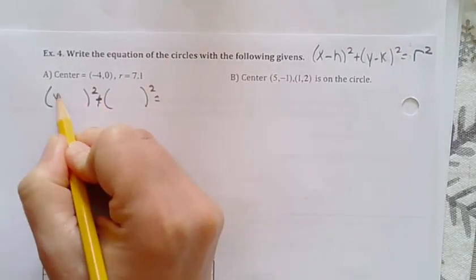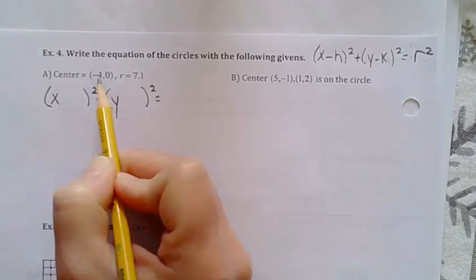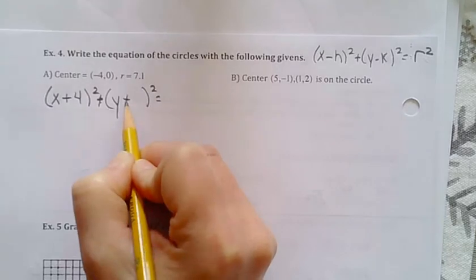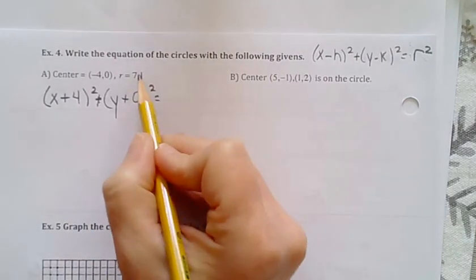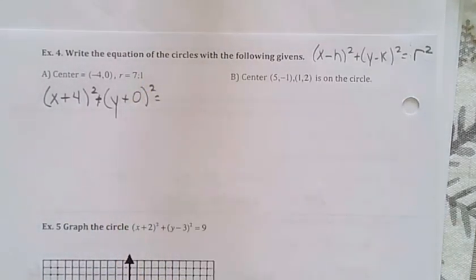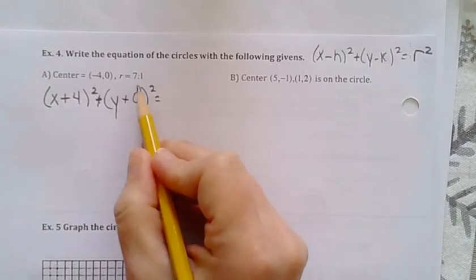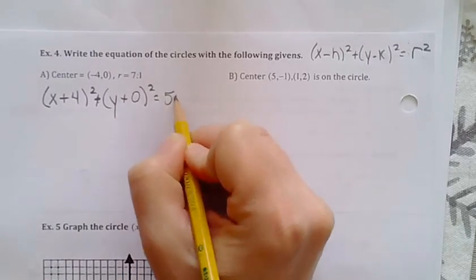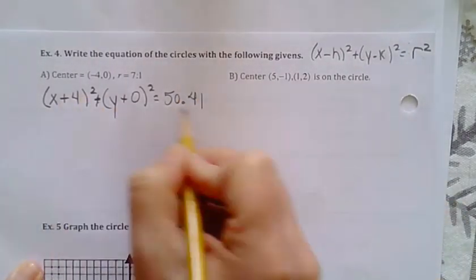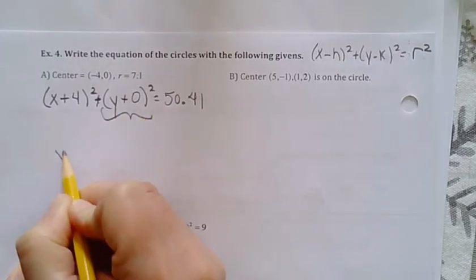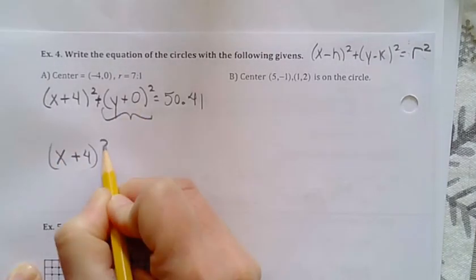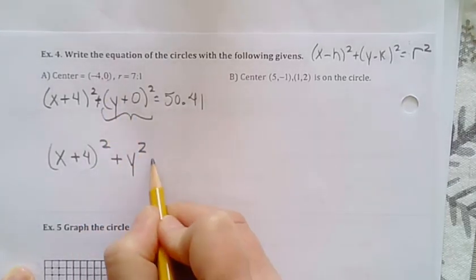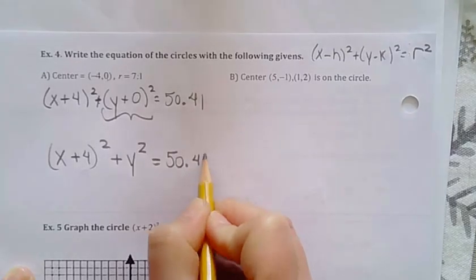I have x and y, opposite, opposite. Oh, look, I'm just going to put the 0 there for the moment. And then I have to put this in. I need to square it. So I have to type in my calculator, 7.1 squared. And when I do, I get 50.41. I'm going to neaten this part up right here, and I'm going to say that that's (x + 4) squared, and it's just going to be y squared by itself is equal to 50.41 over here.